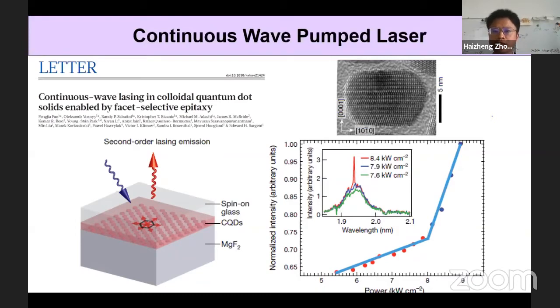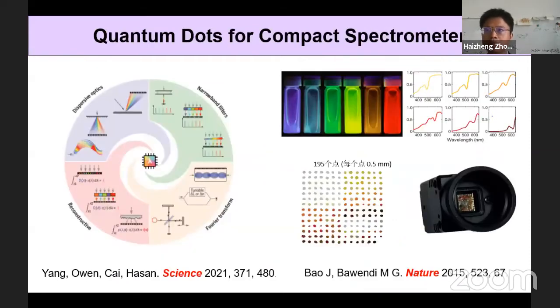And this is quite important because with that, it means it's possible to generate lasering, in particular electrically pumped lasering, with quantum dots. So finally, I would like to mention the QD for compact spectrometer.